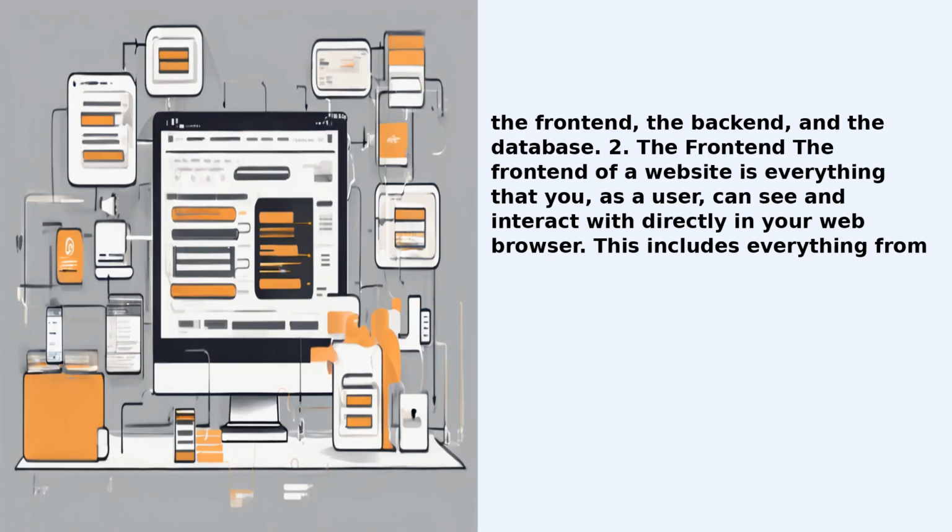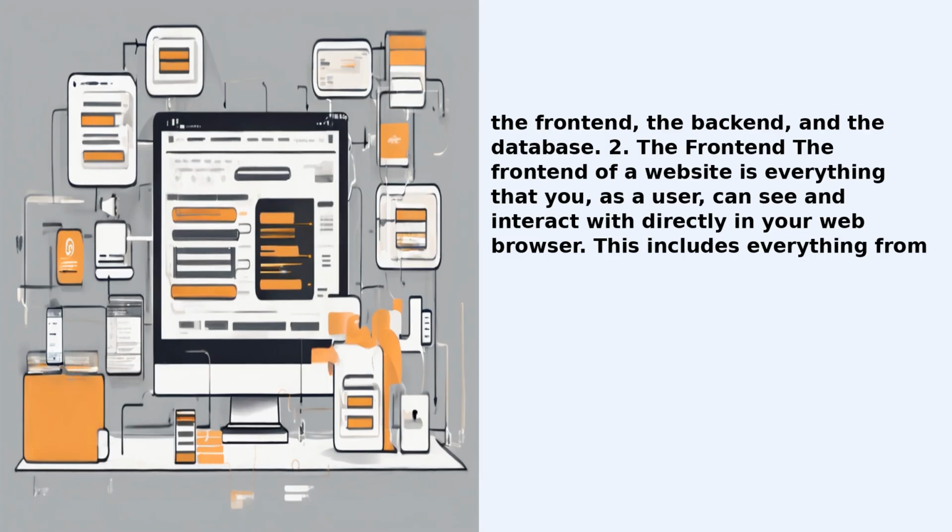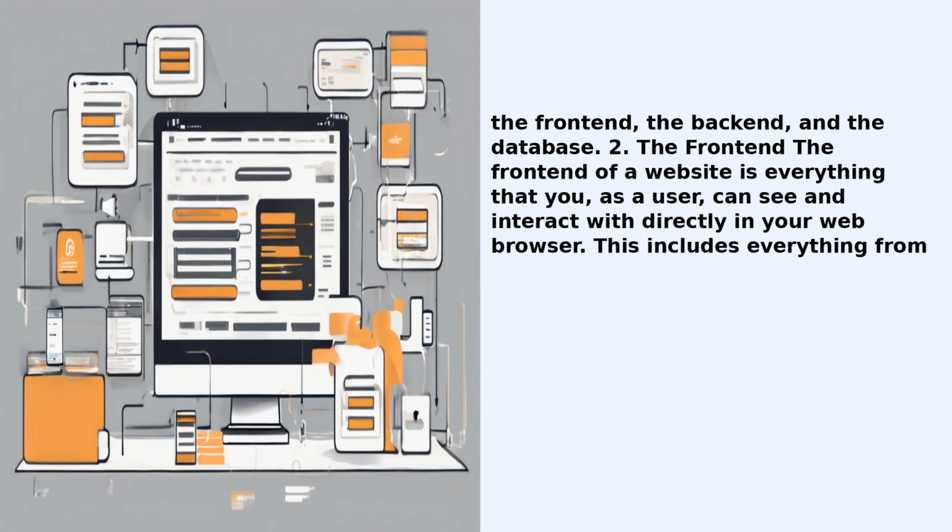2. The front end of a website is everything that you, as a user, can see and interact with directly in your web browser. This includes everything from the text and buttons to images, sliders, and interactive forms. The front end is built using HTML, CSS, and JavaScript. HTML structures the content, CSS styles it, and JavaScript makes it interactive.